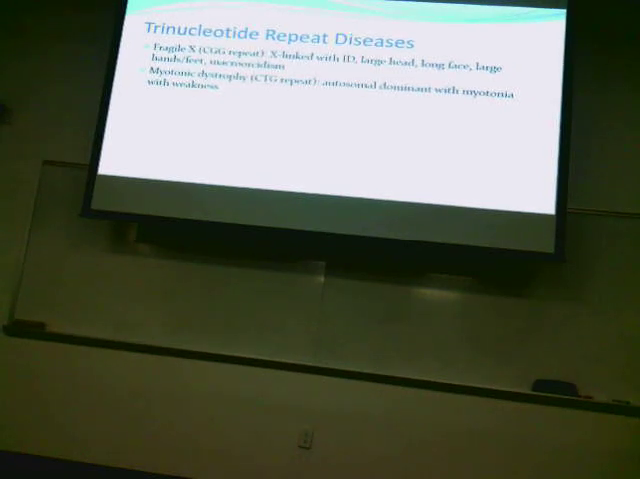Trinucleotide repeat diseases. So Fragile X, this is a CGG repeat that's X-linked. And the presentation in the kids will be intellectual disability, a large head with a long face, large hands and feet, and large testicles. Myotonic dystrophy is another trinucleotide repeat disease, and that repeat is CTG. This is going to be inherited autosomal dominant, and they have myotonia with weakness.